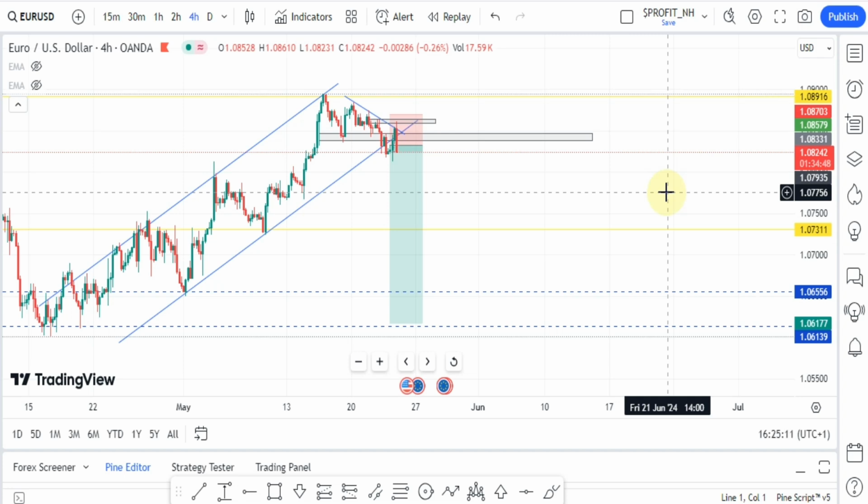because losses are part of the game, and whenever you take the loss, you should always have a game plan on how you're planning to get back the money that you lost in the market.